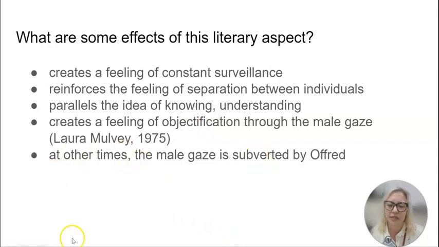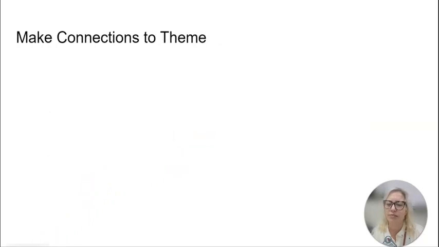At other times, the male gaze is subverted by Offred. What else did I want to say about that? I guess just that the viewer, the one who is doing the viewing, has more power than the one that is viewed, right? If we're hearing their story, we're seeing how they see the individual. And so even if they're not turned into an object per se, their humanity or individuality may be limited.